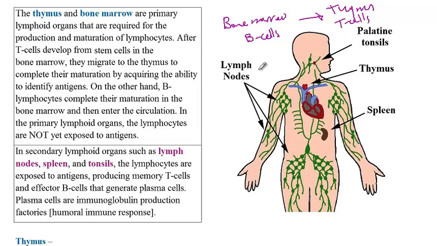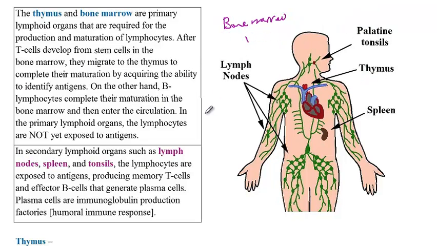They are now ready to start an attack against an antigen, but since they are still not yet exposed in these organs, we refer to these organs as primary lymphoid organs, meaning that the antigen is not yet exposed to the T cells. So one memory aid that I have for you is to remember that bone marrow is the site for B cell maturation, while thymus is the site for T cell maturation. All right, so that was for the primary lymphoid organs.